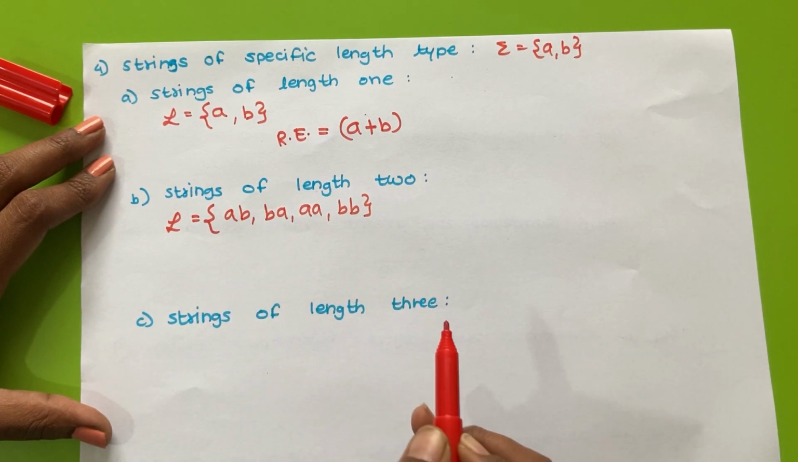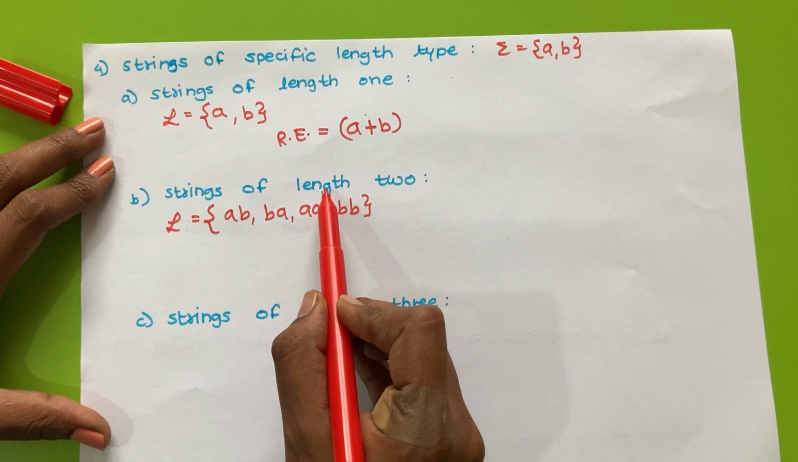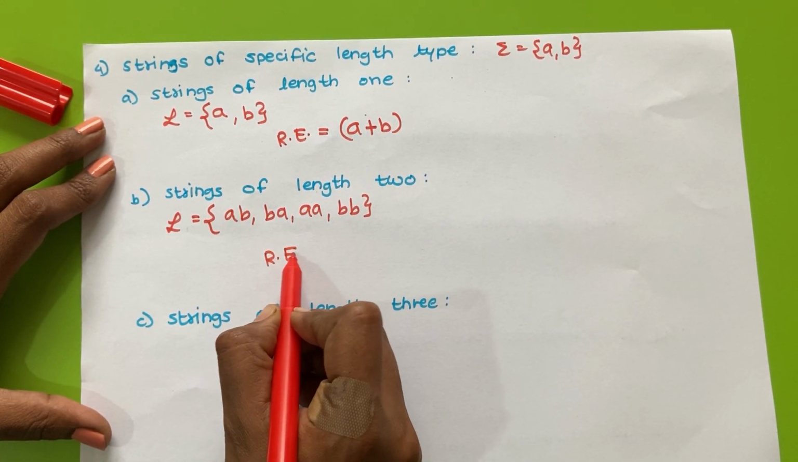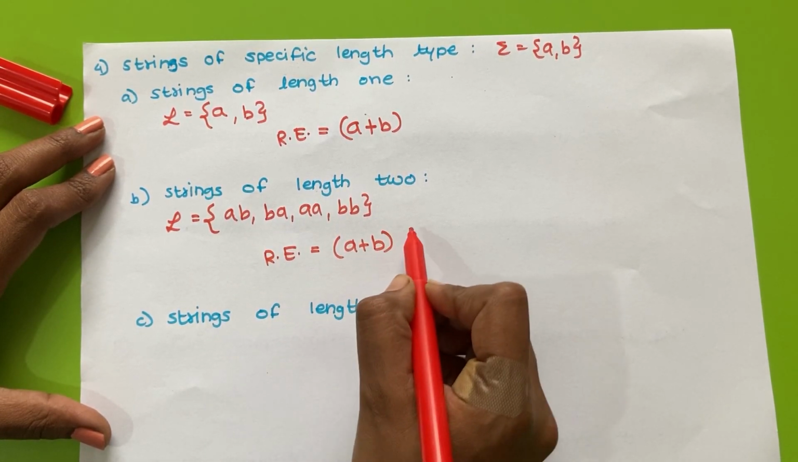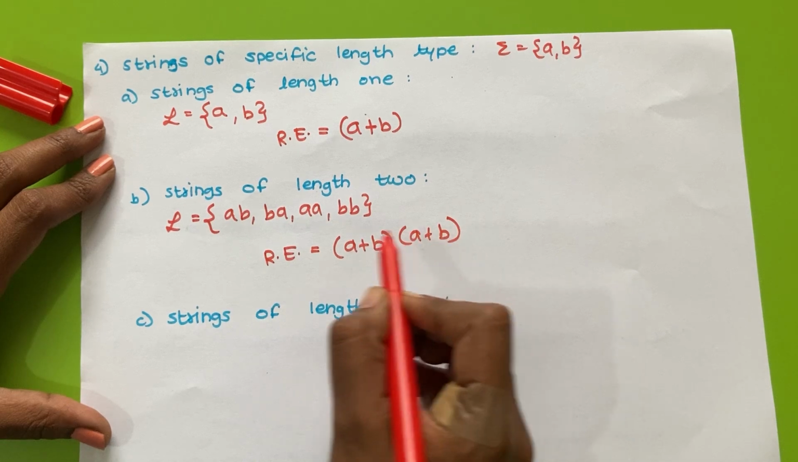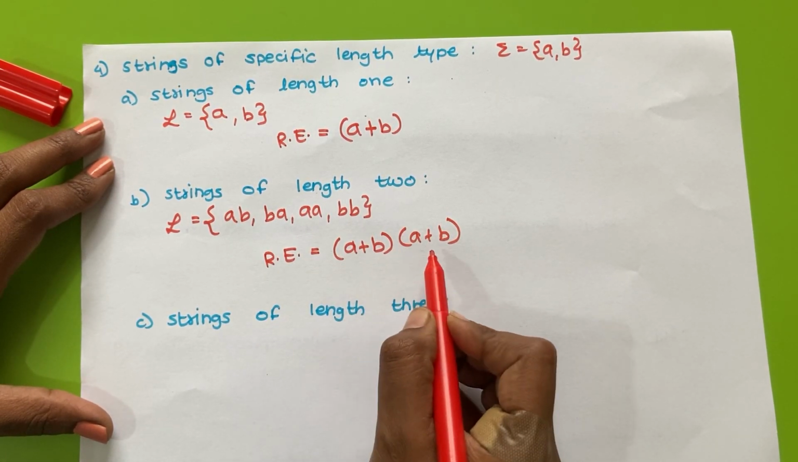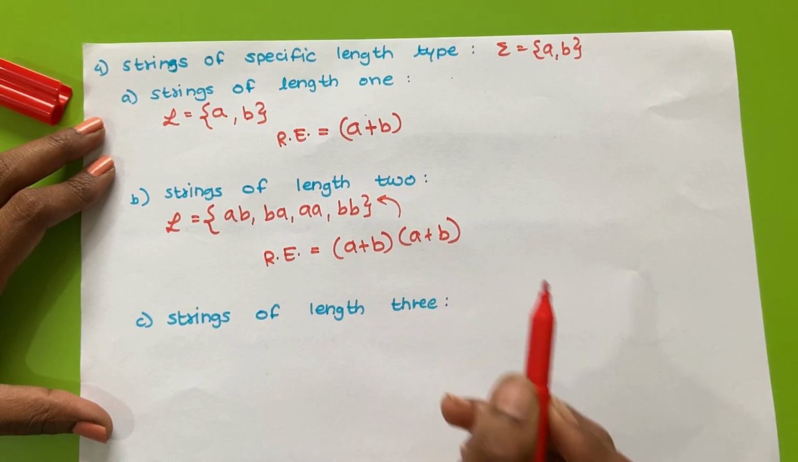So this kind of strings will be generated for the condition. What will be the regular expression for this? That is (a+b)(a+b), and that means we want length 2 of a and b only. So this will generate this set of language.